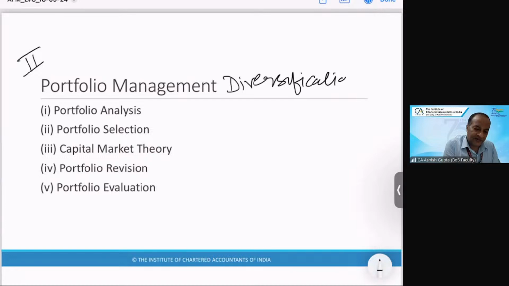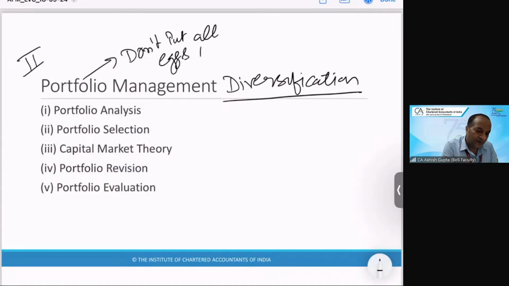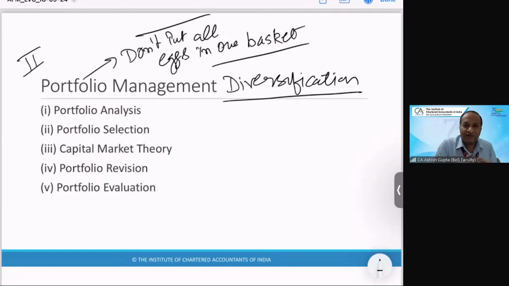How does the company diversify the risk? The basic funda is that this topic depends on one very important concept: don't put all eggs in one basket. This is the basic logic. Because if the basket falls, all the eggs will be broken. So it is always better to divide the eggs into different baskets. At least if one basket falls down, the remaining eggs will remain intact. So here we shall consider portfolio analysis, portfolio selection, capital market theory, portfolio revision. All topics are there.